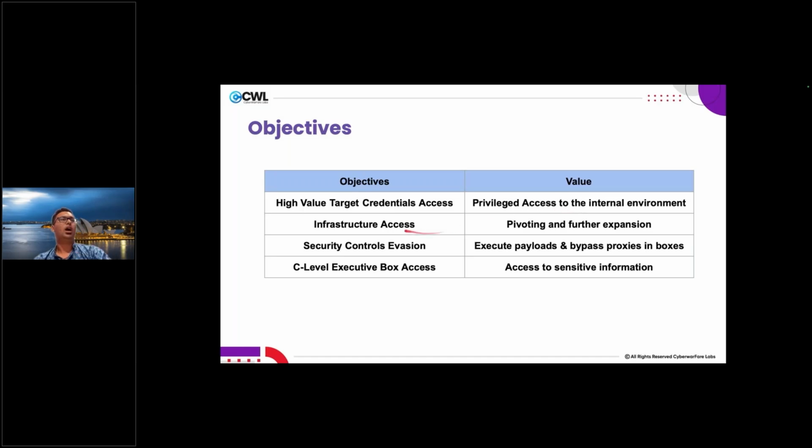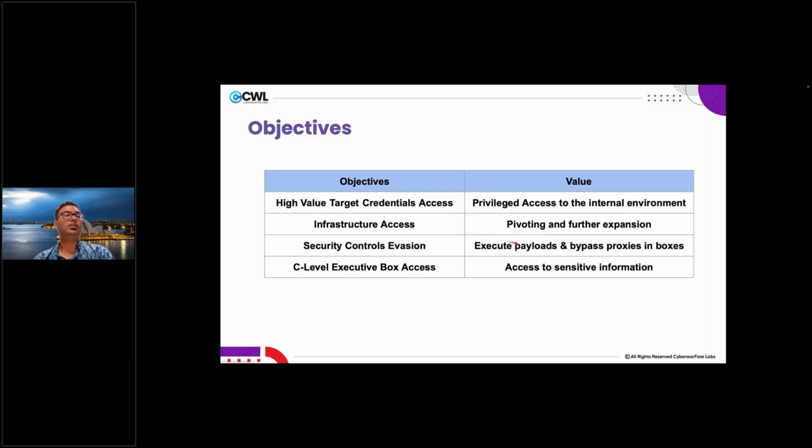Then, if the objective is infrastructure access, it could be in any fashion, web based, network based. They try to do pivoting and then expand further, right? They perform more privileged things after that. Or if the objective is to evade the security controls, they also proceed with it. They try to execute payloads and bypass proxies in the boxes. If they are able to achieve this objective, what is the value that they will get, right? That is what this slide is about.